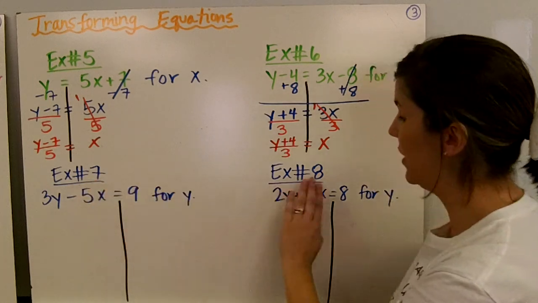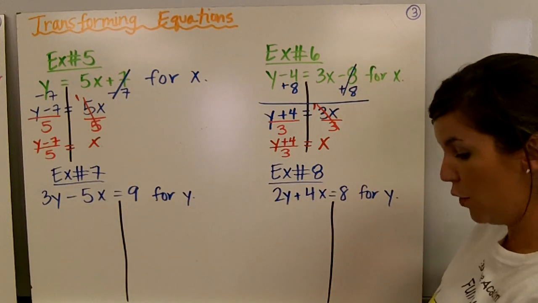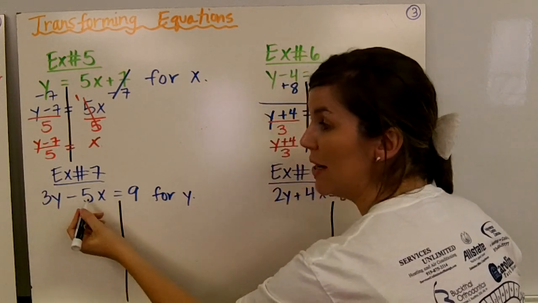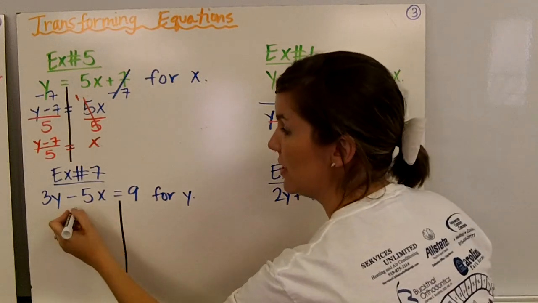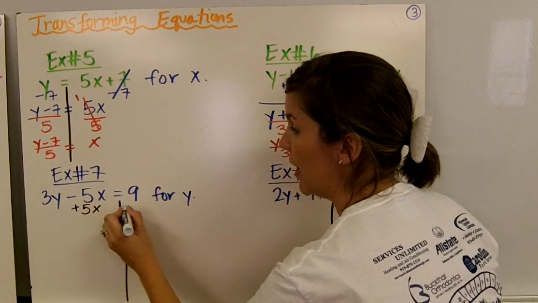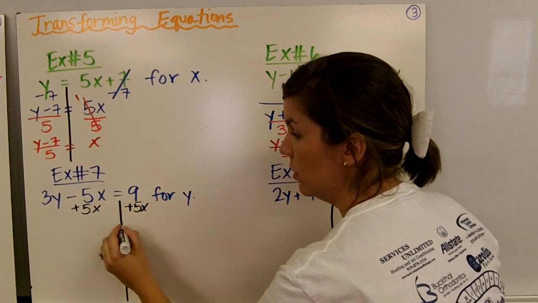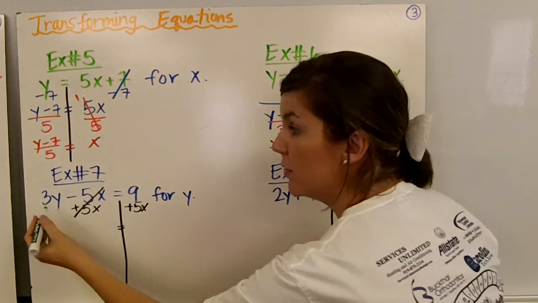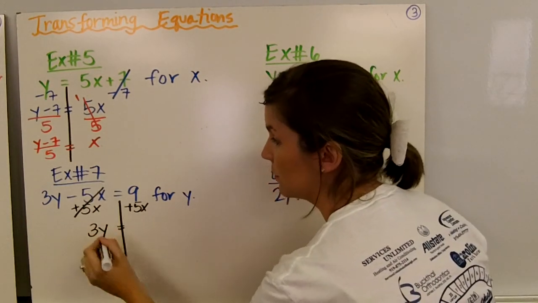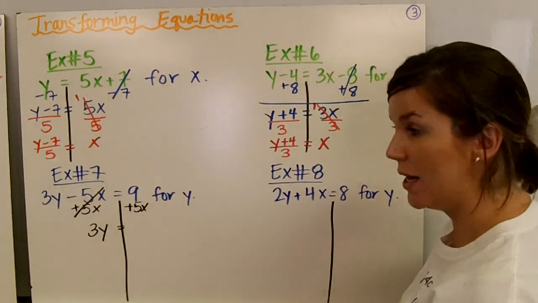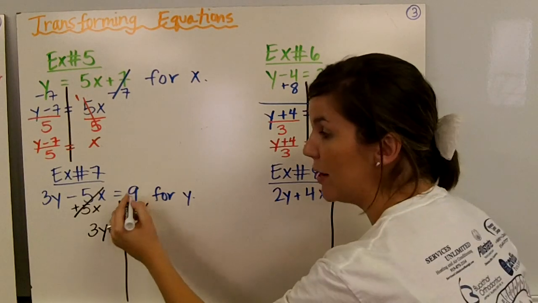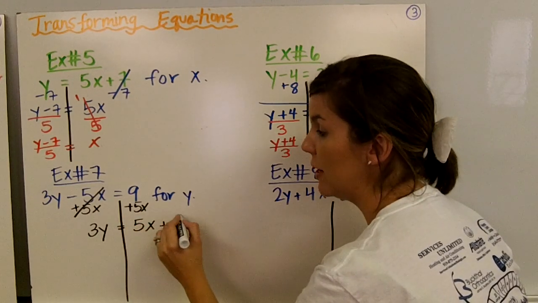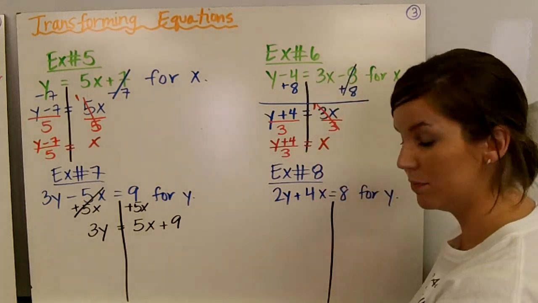In examples 7 and 8, we're solving both of these for y. So here's y, cover it up. I have minus 5x. So the opposite of subtracting 5x will be to add 5x. Those cancel. Negative 5x plus 5x is 0. Plus 3y is 3y. 5x plus 9, right? The 9 is positive. I can write 9 plus 5x, or I can write 5x plus 9. I can't combine them because one of them has an x and the other one doesn't.